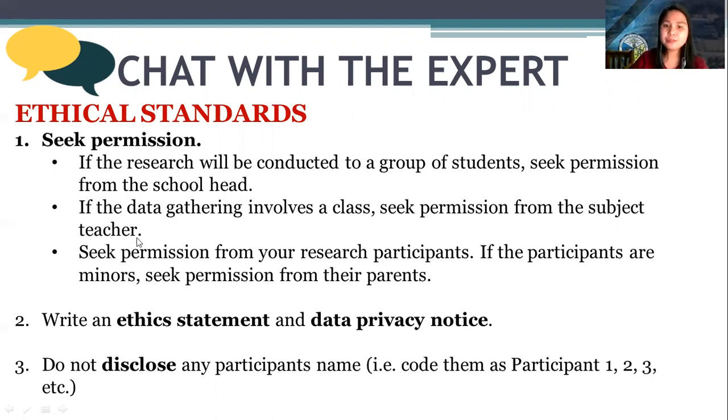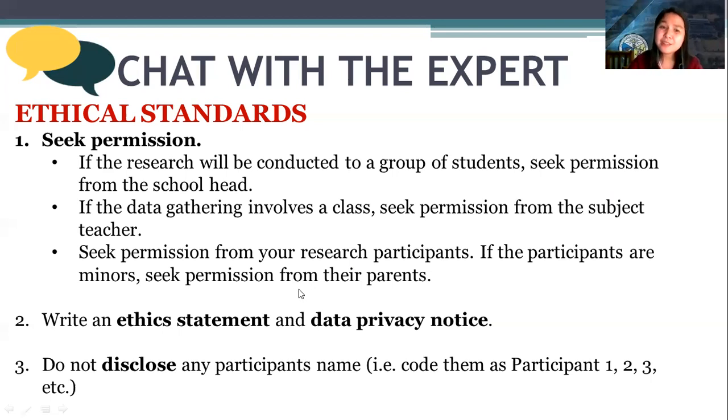The third one, now this is a main concern from last year's research. Seek permission from your research participants. For example, if you'll get their grades, their GPA, or if you let them answer the survey instrument, you need to seek permission from the research participants. Send a formal letter and ask them to comply with a note of verification to say that they will agree.